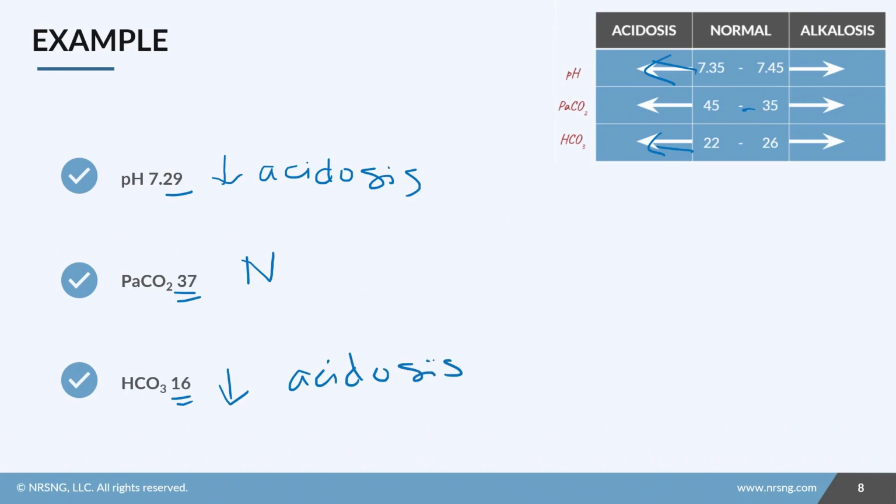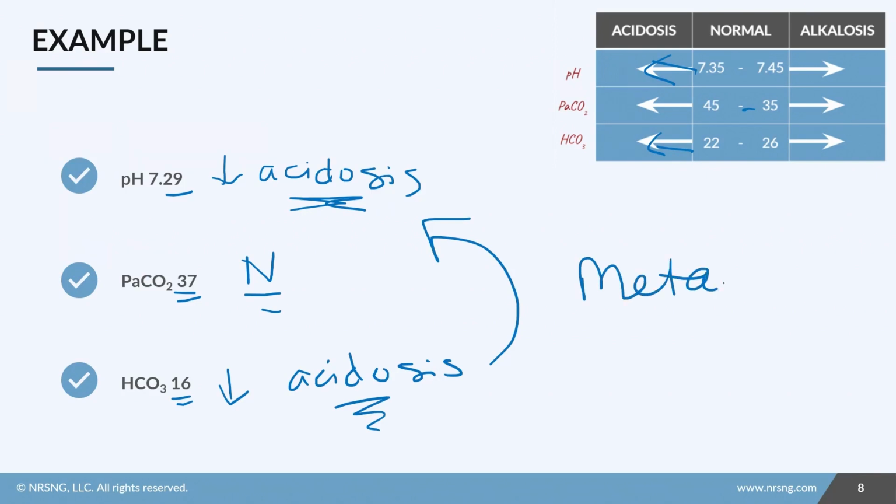All right, step two, what's the source? Well, we see that the pH is showing acidosis, and our bicarb is also showing acidosis. Now, since the CO2 is normal, we can reasonably assume that the bicarb is the source. So this is a metabolic acidosis. So now that we've done a couple of examples of just the first two steps, let's look at compensation.